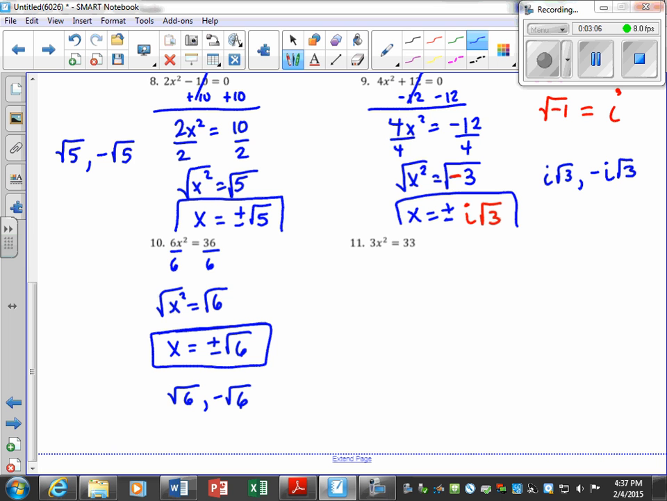And then one more over here, we'll do number 11. Let's divide both sides by 3. We would get x squared is equal to 11. Take the square root of both sides, and x is equal to plus or minus the square root of 11. If I listed them, positive square root of 11, negative square root of 11 for your homework.